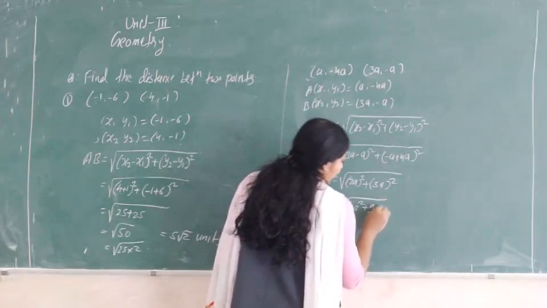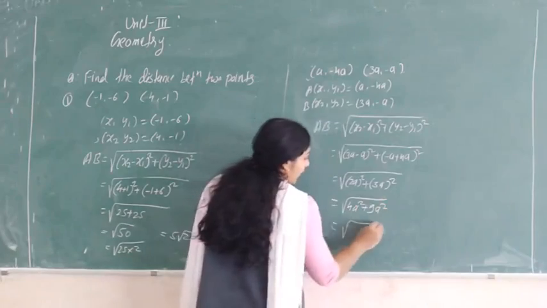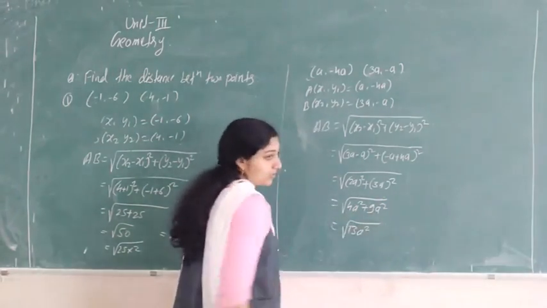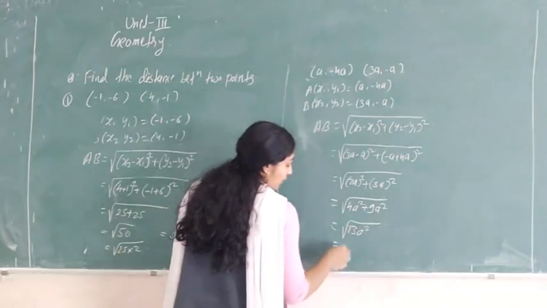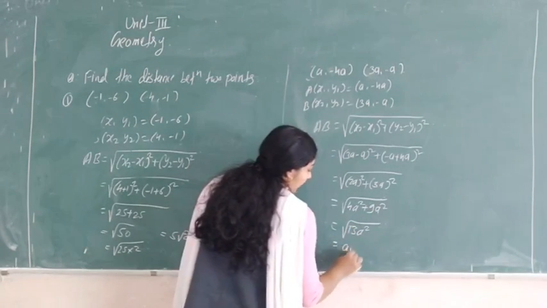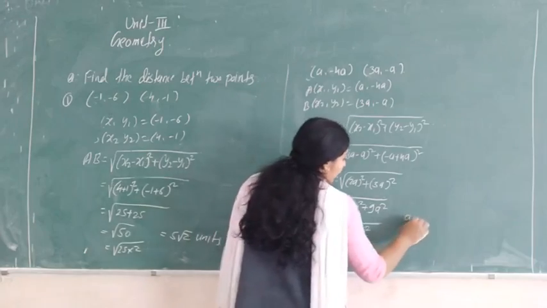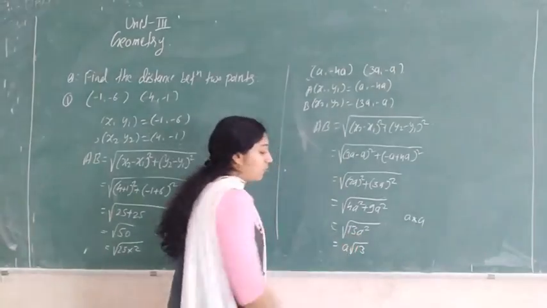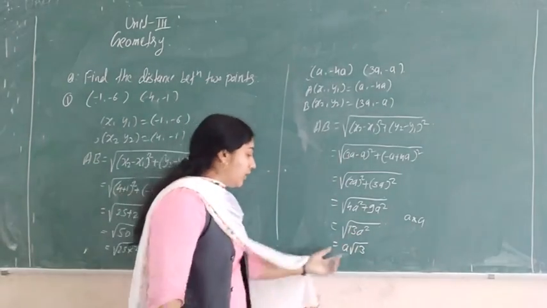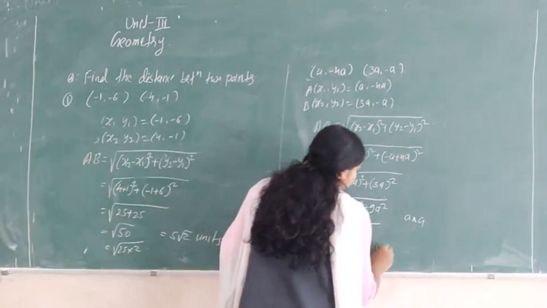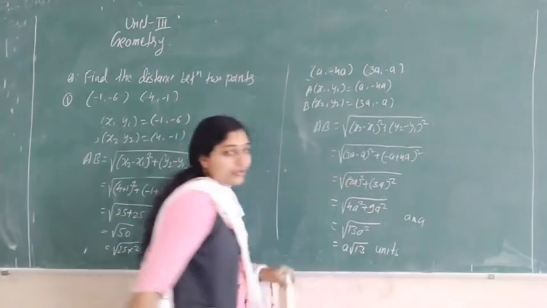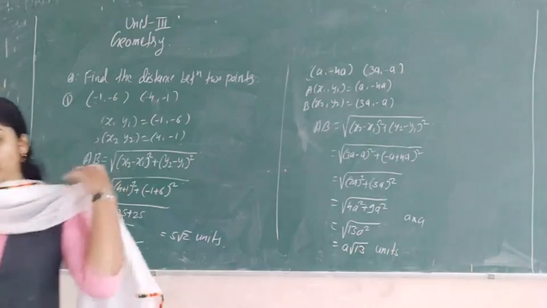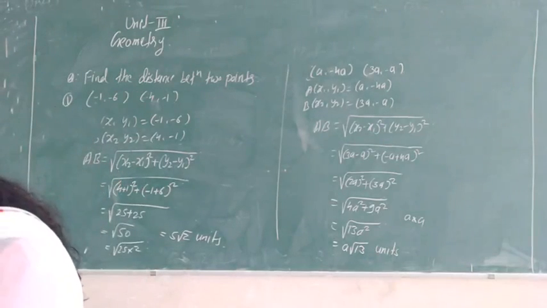3 square is 9, a square is again a square. So 9a square plus 4a square. 9 plus 4 is 13, so 13a square. We can take a square outside the root, it becomes a only. So we can take one a outside. So a into root 13 units. This is how to find the distance between any two points.